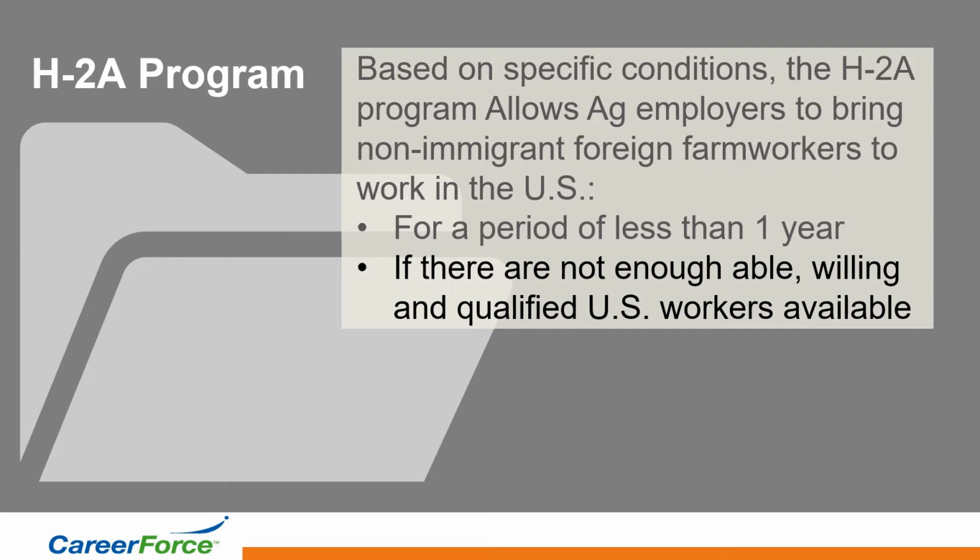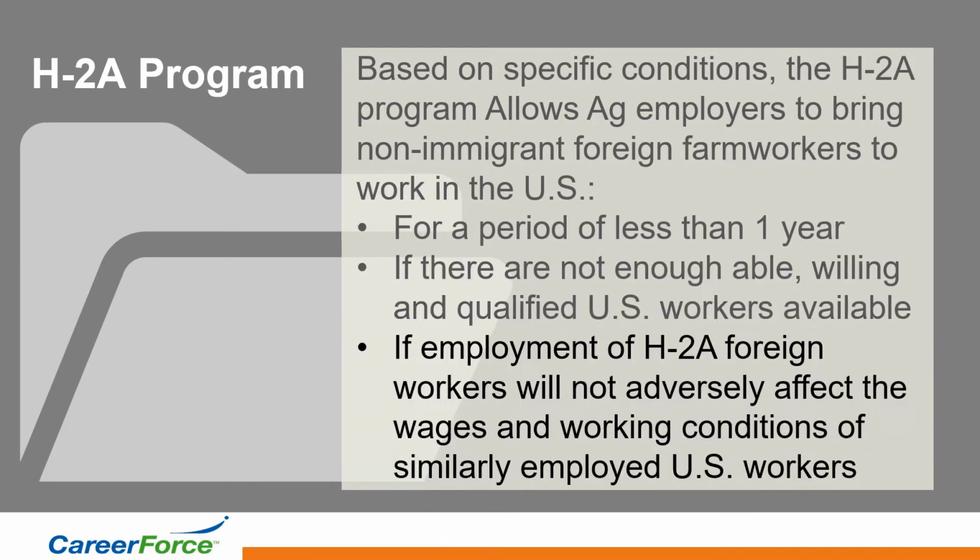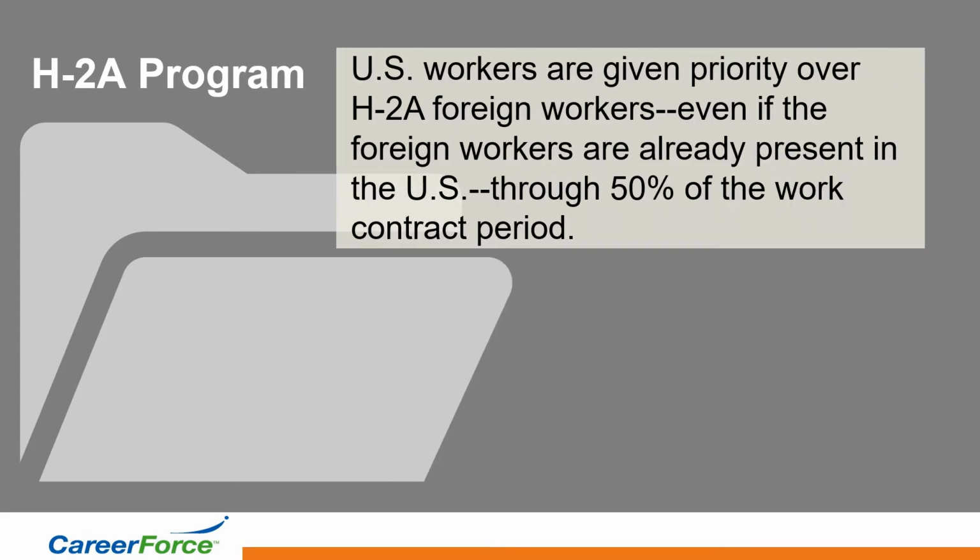If there are not enough able, willing, and qualified U.S. workers available, and if employment of H-2A foreign workers will not adversely affect the wages and working conditions of similarly employed U.S. workers. U.S. workers are given priority over H-2A foreign workers, even if the foreign workers are already present in the U.S. through the 50% of the work contract period.